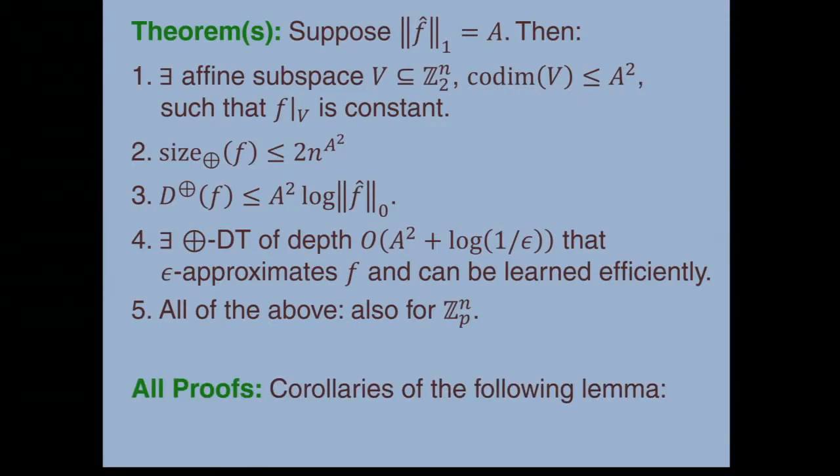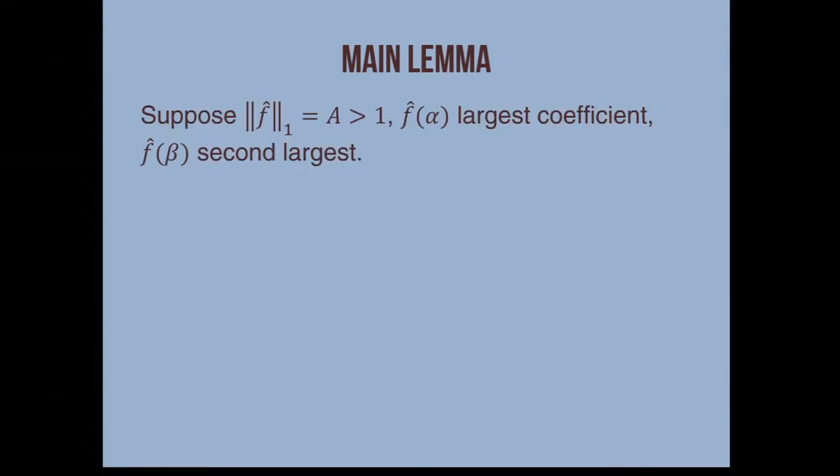Now, the remarkable thing here is that essentially all of these proofs are going to be corollaries of a very simple lemma, which I'm going to show you. I'm going to show the lemma, and we're just going to present some of the proofs assuming the lemma. And at the end, we're going to talk about the proof of the lemma, which is also not hard. So let's just state the main lemma. Again, suppose you're given some Boolean function with spectral norm A.